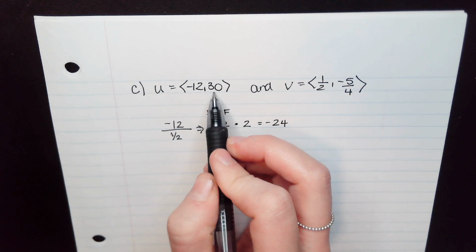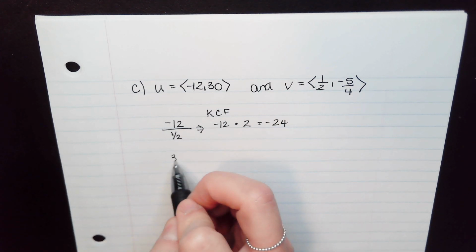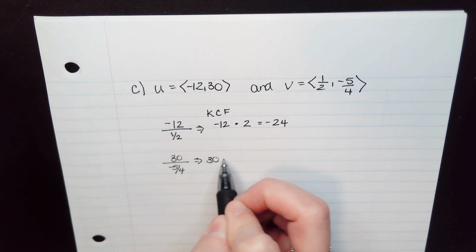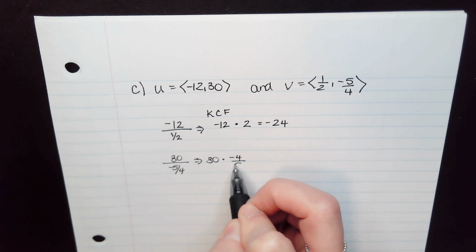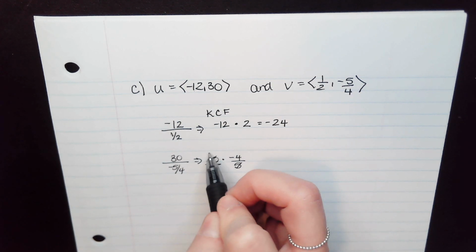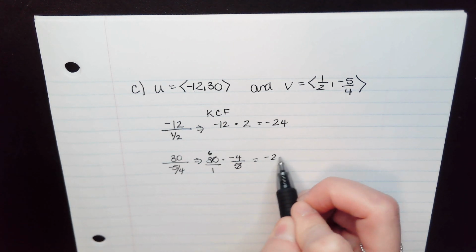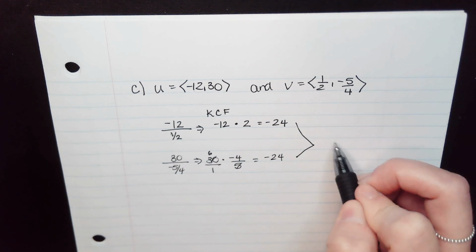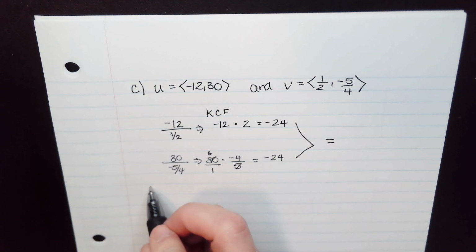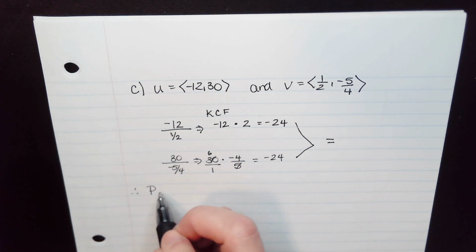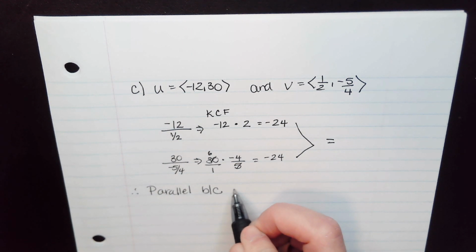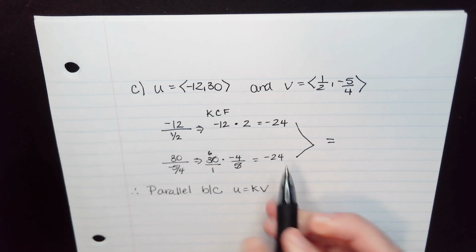Then here, I took negative 12 first, so I need to take 30 first, divided by negative 5/4. Keep your 30, change, and flip. And then you can reduce those. 5 goes into 30 6 times, which gives me negative 24. And we'll see that these are equal to each other. So since they are equal, we can say that therefore they are parallel to each other because we can take one vector and multiply it by the other. I'm okay with you saying this reason.